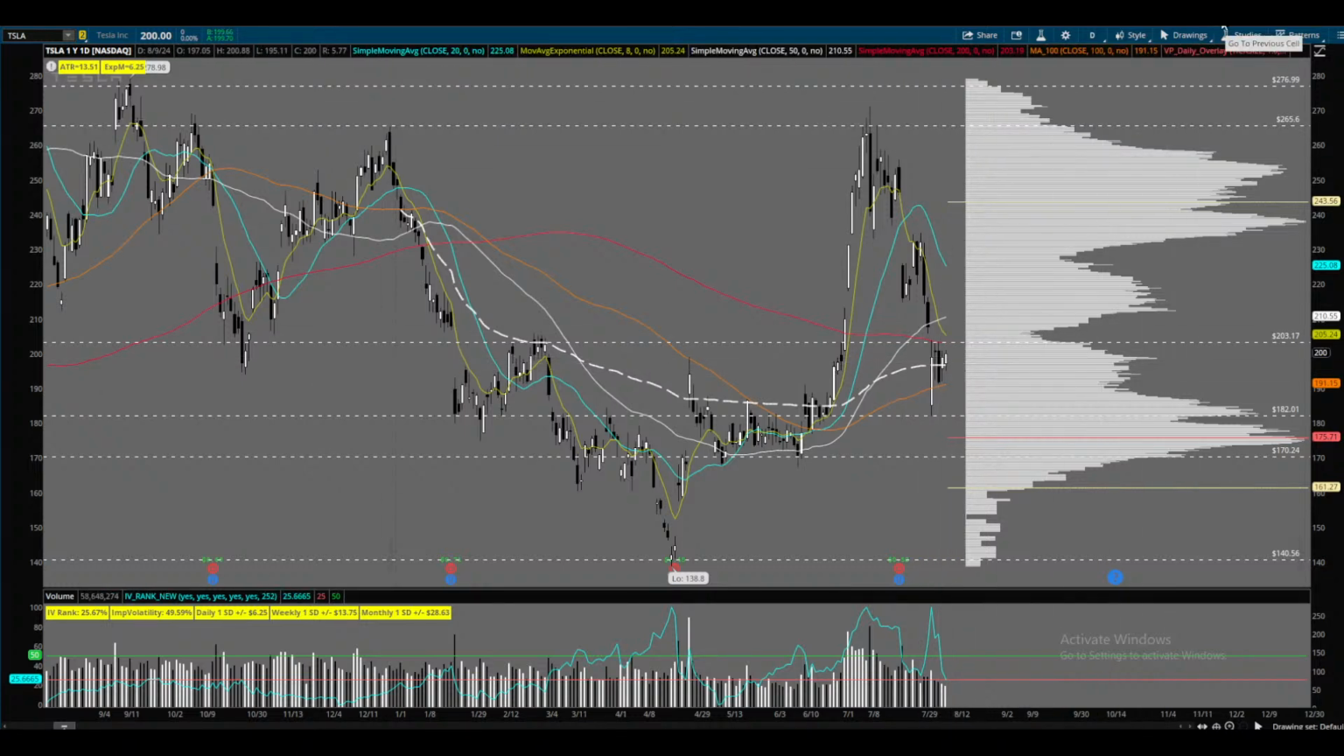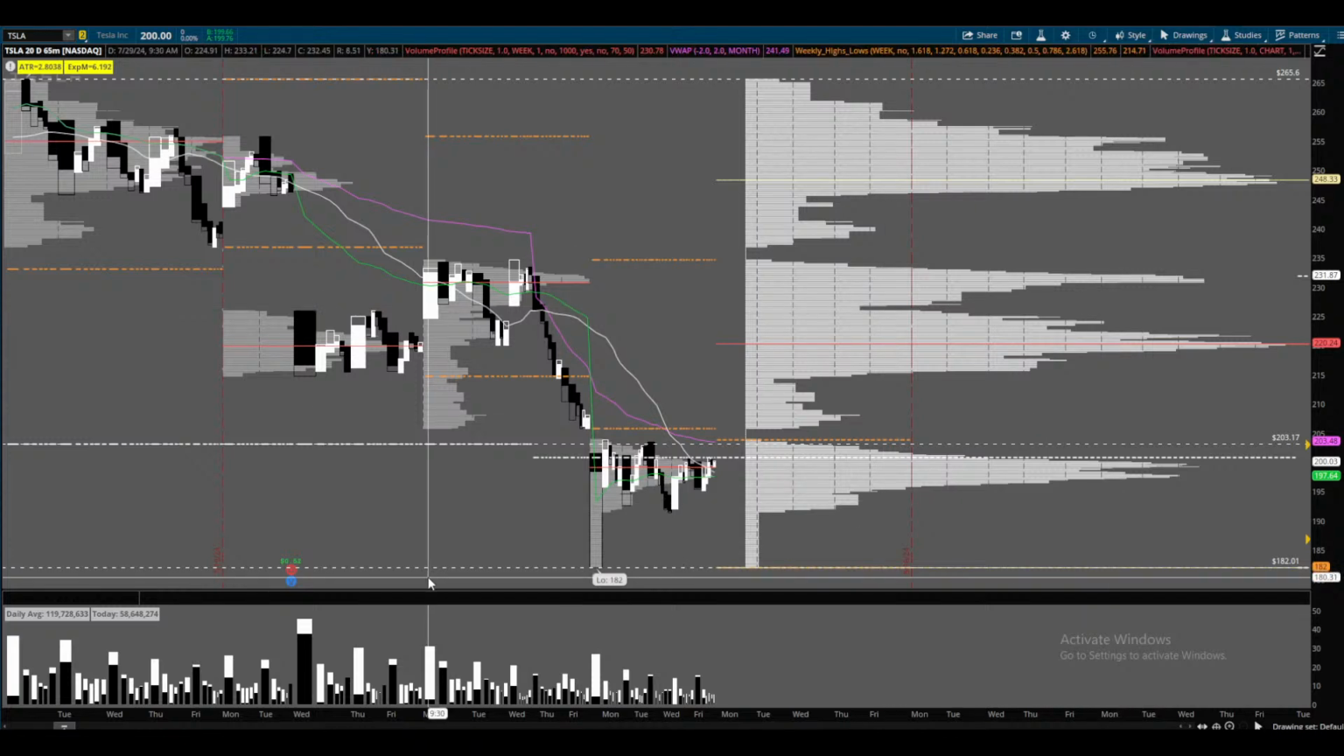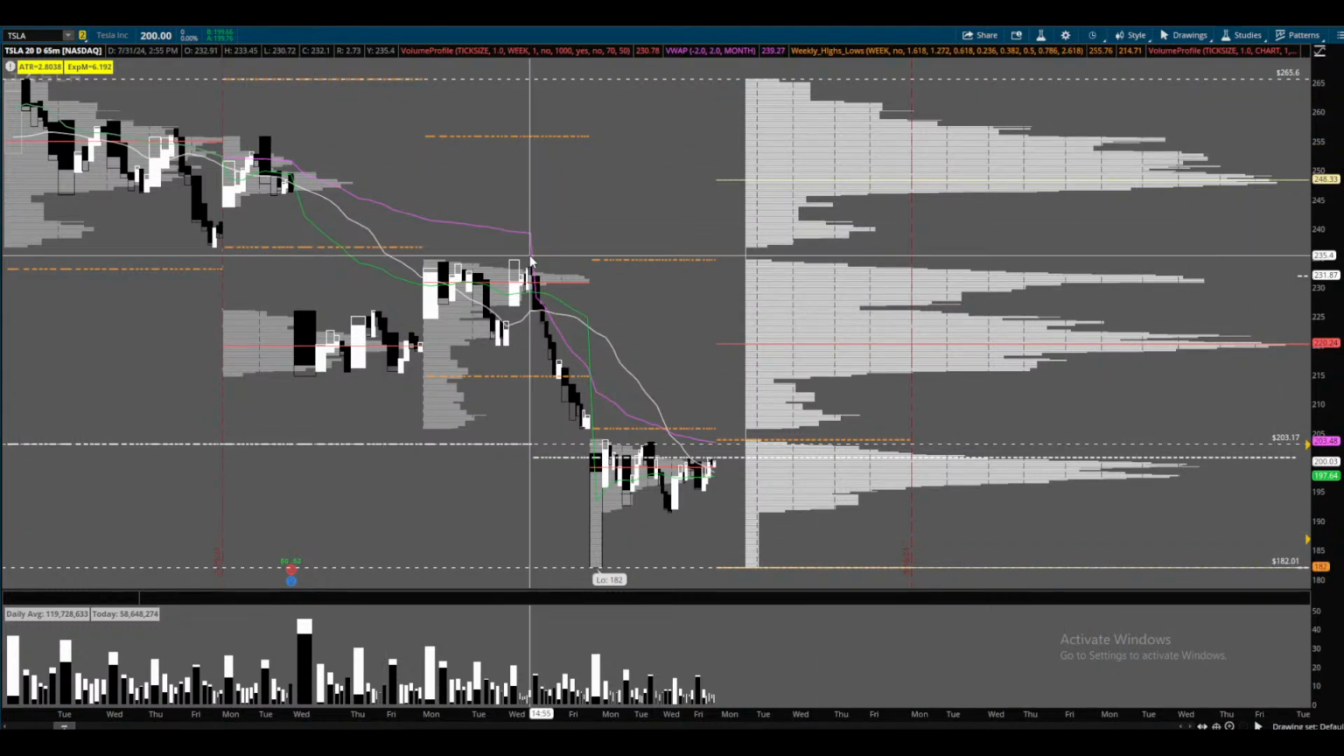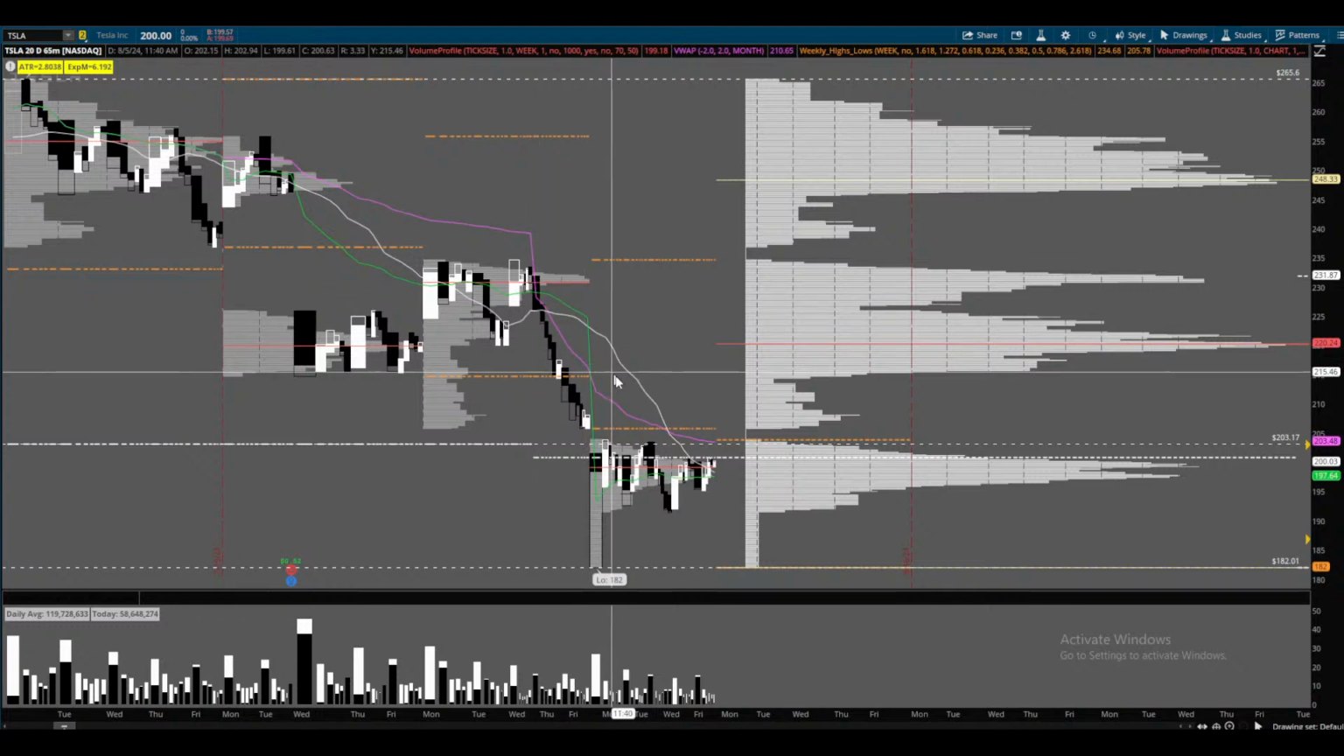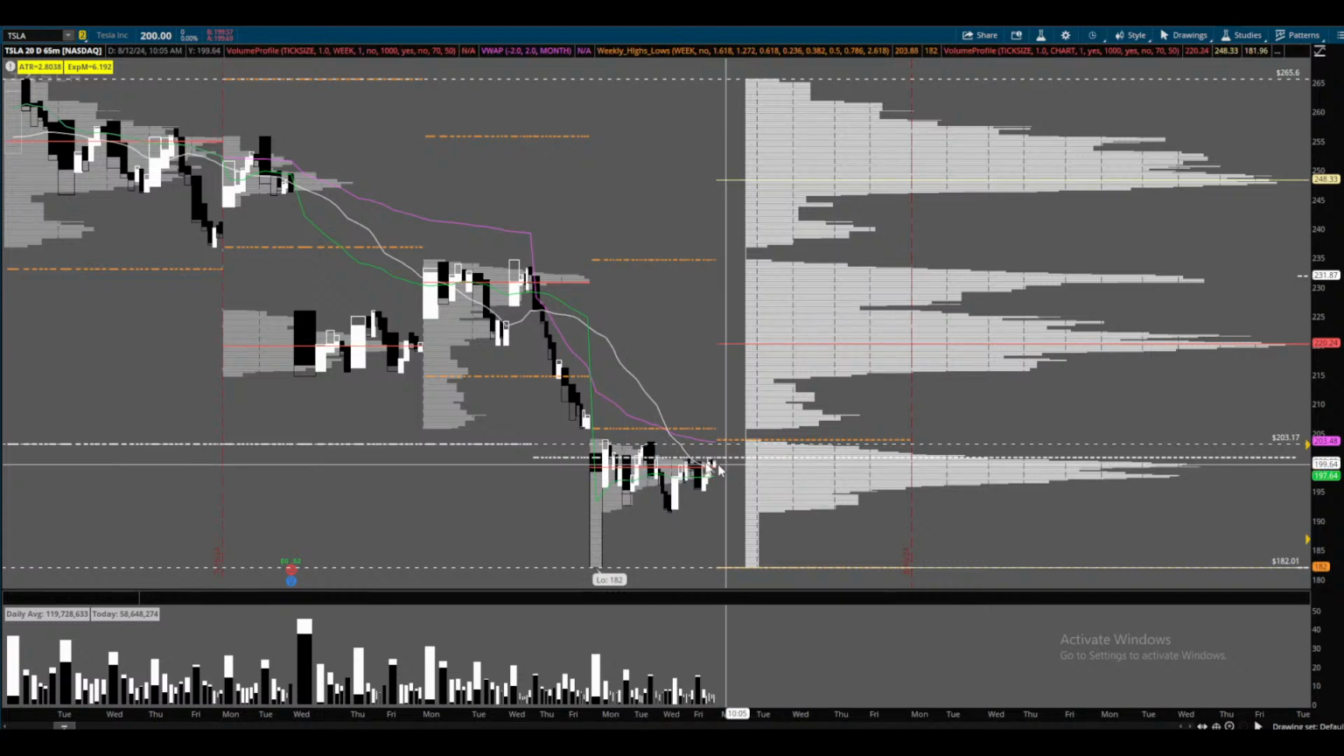Now, let's look at the next chart, which is 30 days. This is a month of volume profiles. Now look at all these distributions. This is the monthly VWAP. You're underneath the monthly VWAP. Sellers in control here, but we're consolidating here.